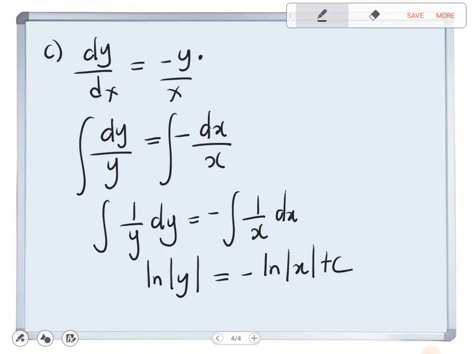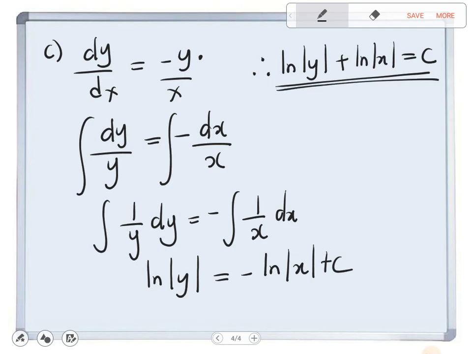As simple as that, which we can now write as the final answer: the natural log of y. We can bring this one to the other side, which will just give us plus the natural log of x is equal to c. Just like that. Thank you.